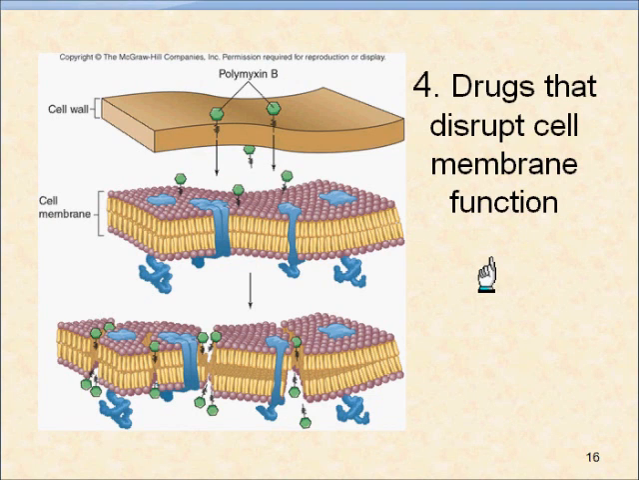As we can see in this graphic, these are some of the ways that this could occur. So we have polymyxin B, which makes it through the cell wall. It binds to certain sites on the cell membrane, ultimately disrupting the structure of the cell membrane and causing leakage.